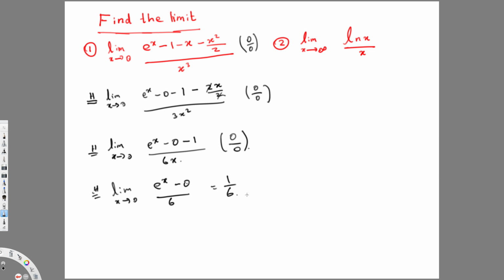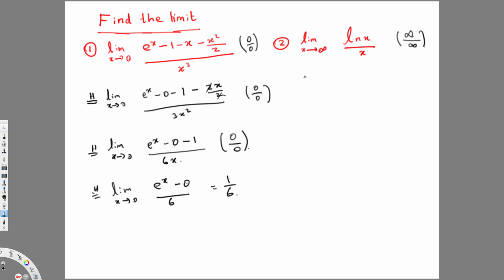So this is how we find the answer for the situations when we have an indeterminate form. Let's see what happens in the second question right here. If you substitute infinity here, it's going to be infinity. In the bottom, if you substitute infinity, it's going to be infinity, and infinity over infinity is also an indeterminate situation. So in this case, we can use L'Hopital's rule.